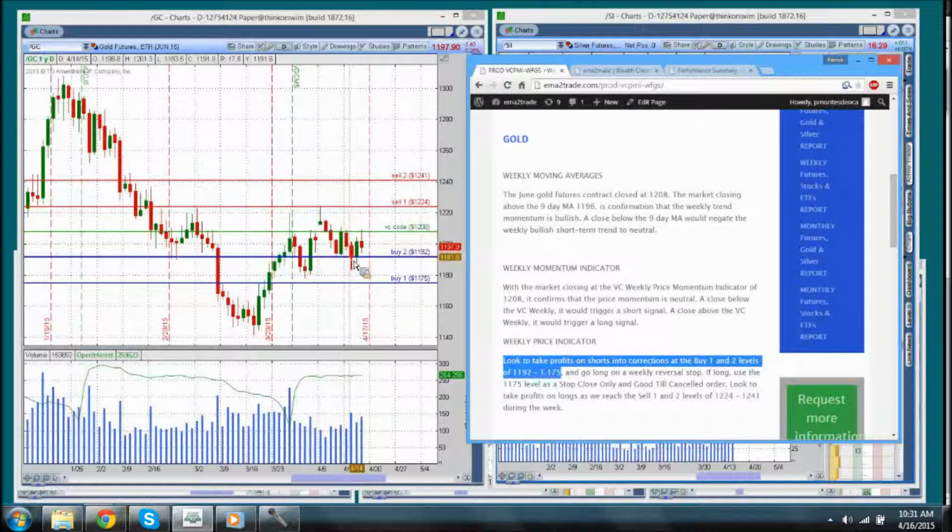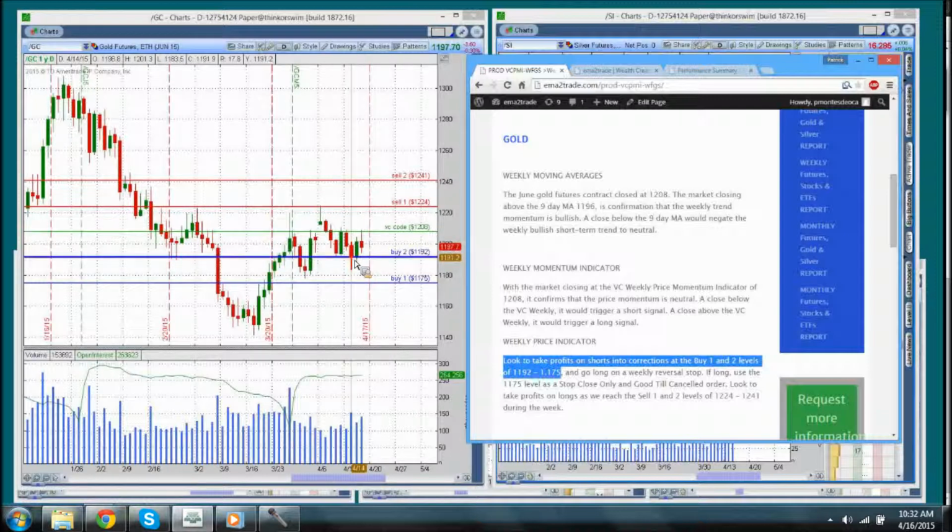The market on Tuesday made a low of 1183.50, stabbing into this area of support between buy 1 and buy 2 level and activating a 1192 weekly signal, which we sent out and published and texted out to subscribers, telling them that this signal was activated. By the close above it, it triggers a buy signal and automatically activates the price below as the stop.